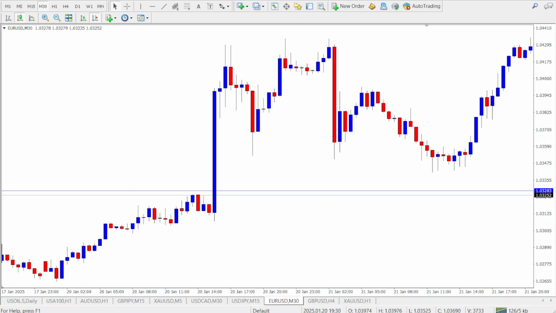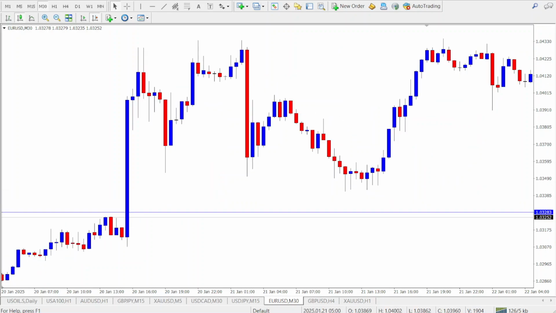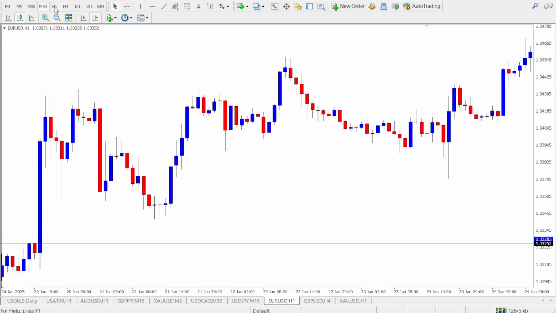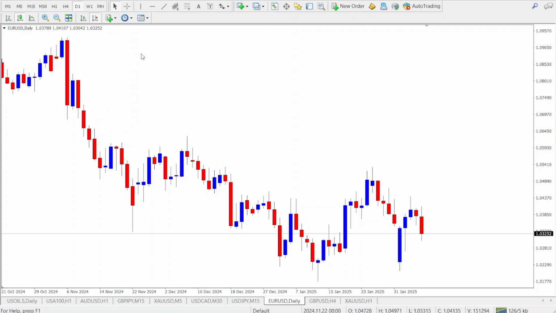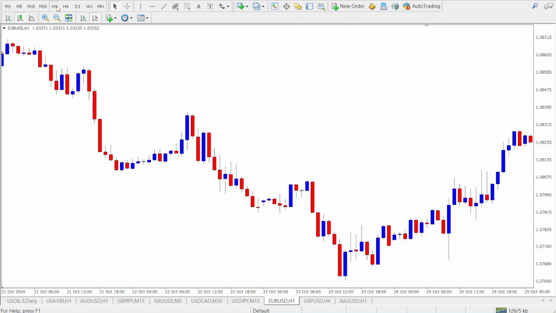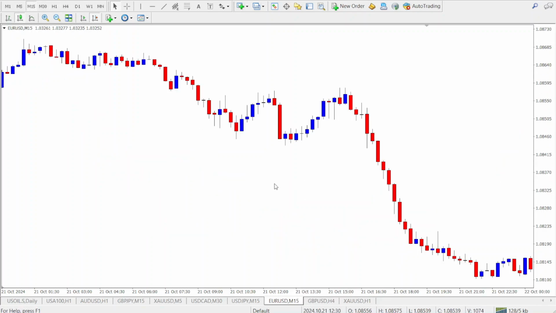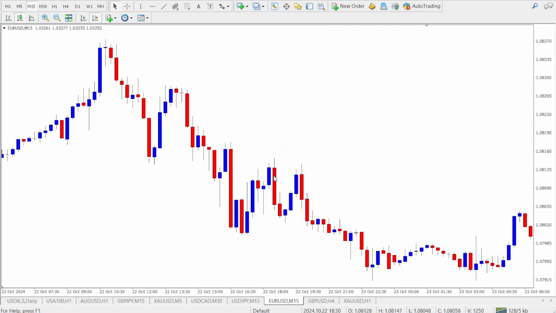Okay, now let's just quickly start with the basics. What is multiple time frame analysis? Simply put, it is the process of looking at the same market on different time frames to get a clearer picture of what is happening. So instead of focusing on just one chart, traders analyze a higher time frame, a mid-level time frame, and a lower time frame to make more accurate decisions.